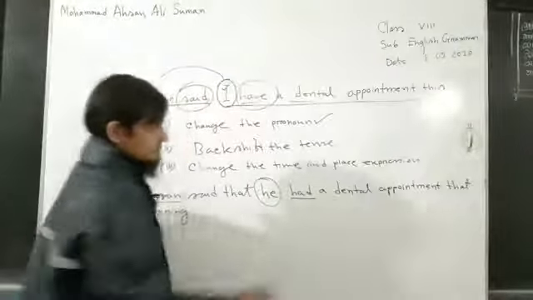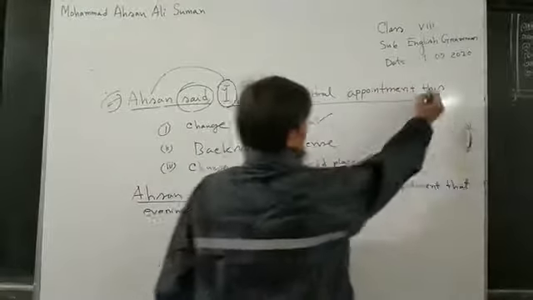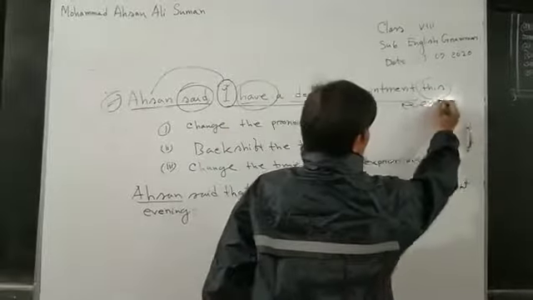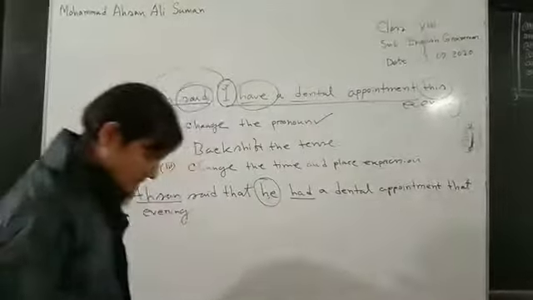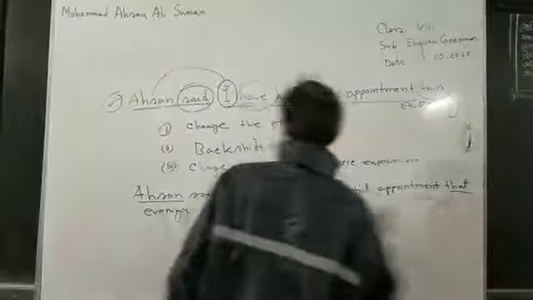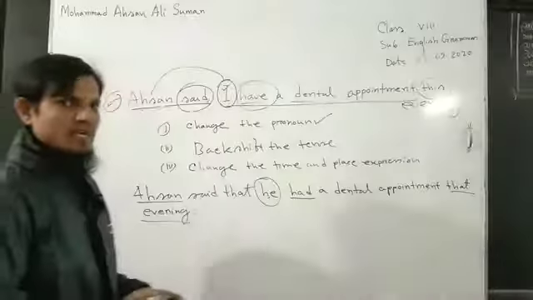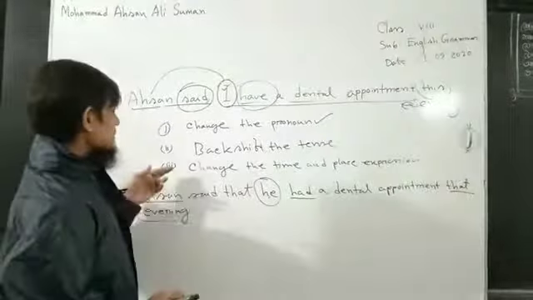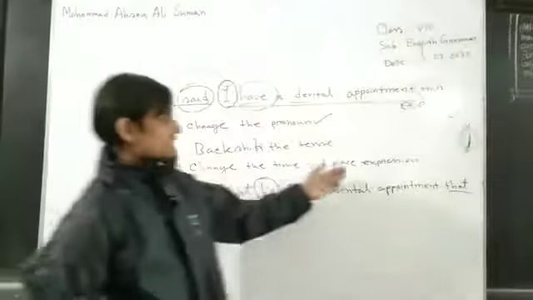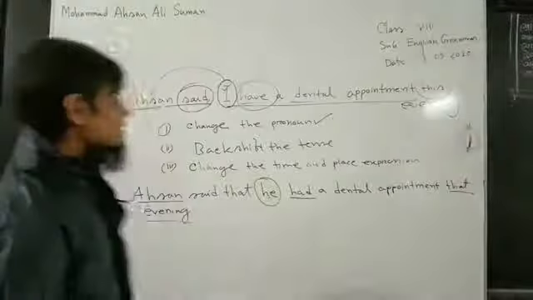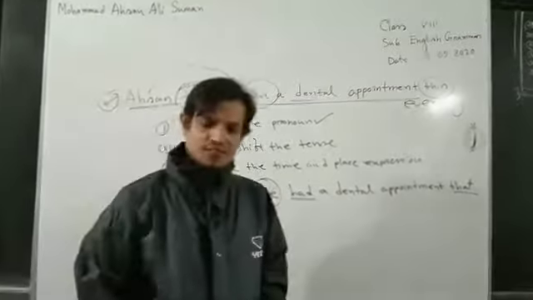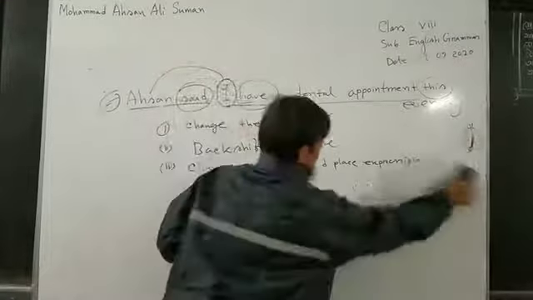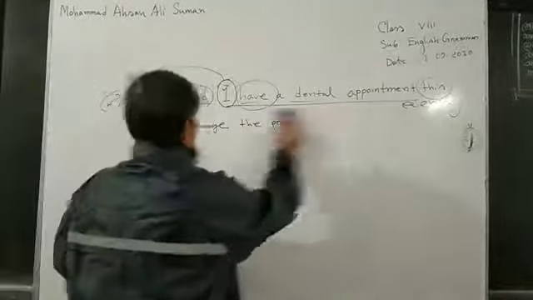Here this evening is changed into that evening. It is a time expression. So it is step number 3: change the time and place expression. Okay. Now I am going to write down some examples for you to practice and test your understanding.